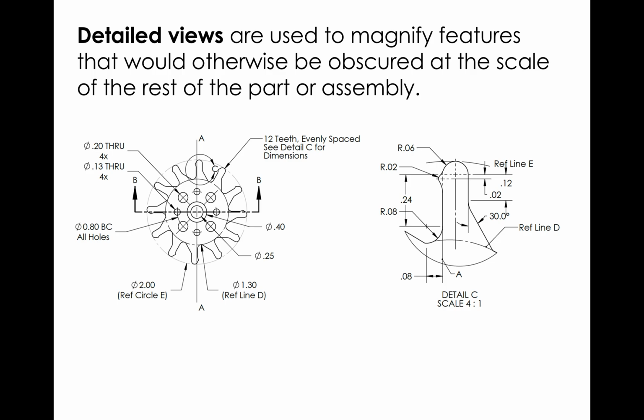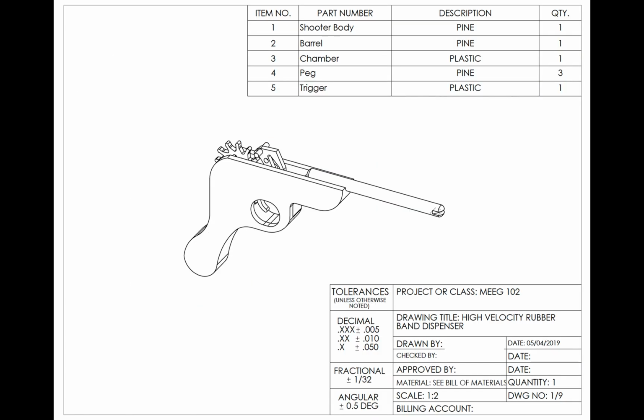Remember, I've given you the chamber drawing, but I do need you to make your own for the trigger, okay, which is another complicated part, as well as the drawings for the barrel, for the pins, and for the body of the rubber band shooter. Okay, those are a little simpler. All right, so let's go through now.